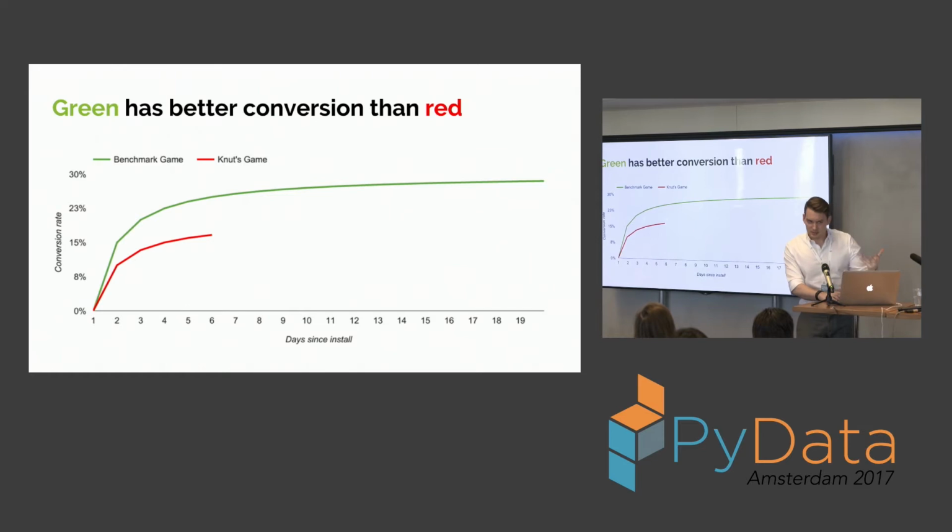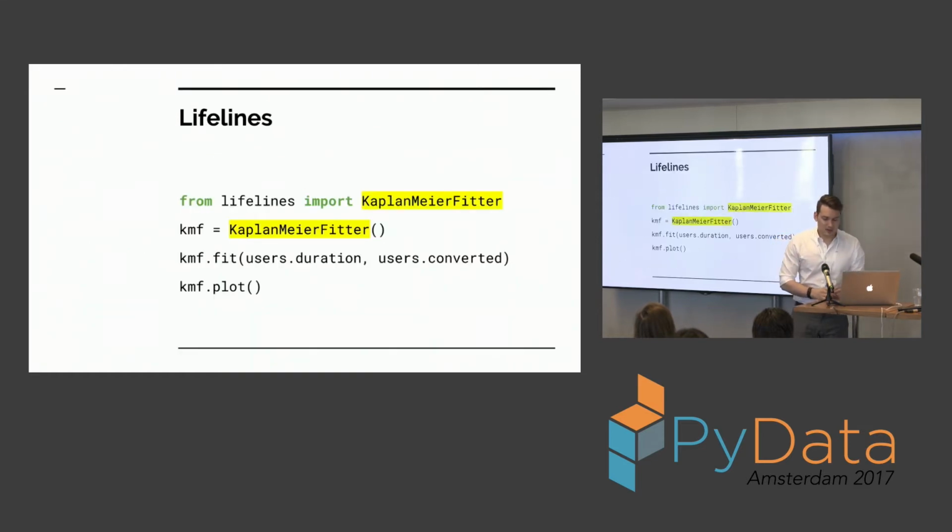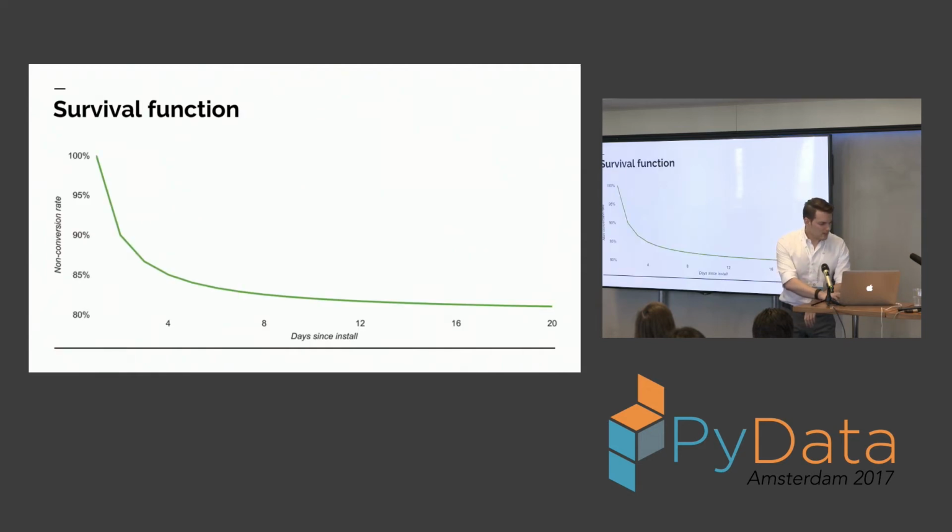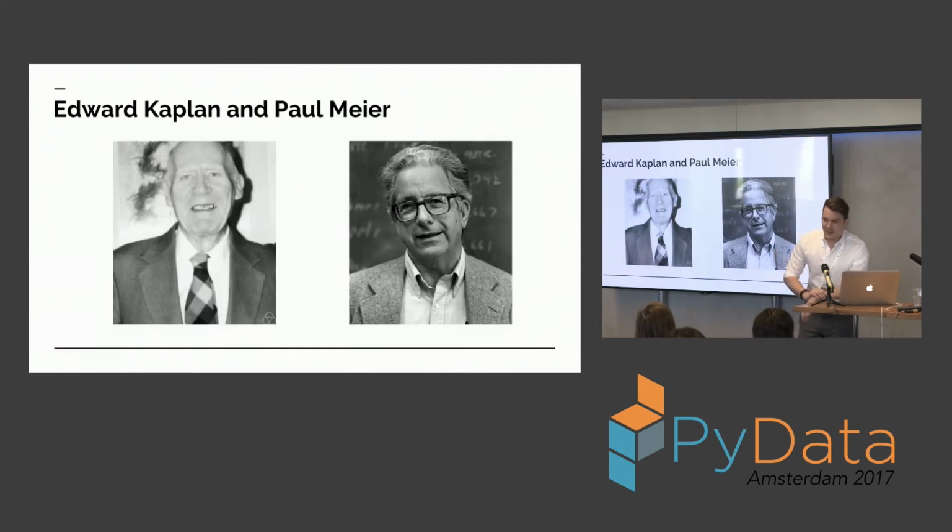So how do I get this curve, this secret curve? Very lucky for us, there's already a Python library that does all the work. It's Lifelines. It was made by Cameron Davidson Pilon working at Shopify. And for getting this curve, we're going to use the Kaplan-Meier filter. The name comes from these two guys. I couldn't get a good picture of Edward Kaplan, I'm really sorry.